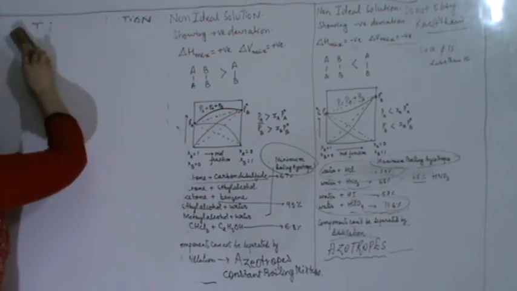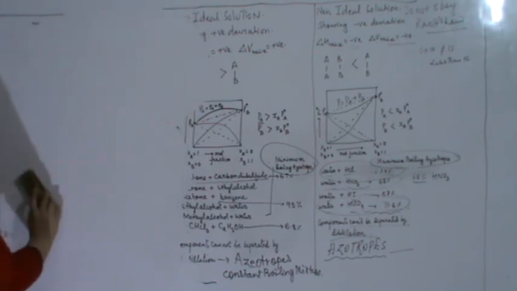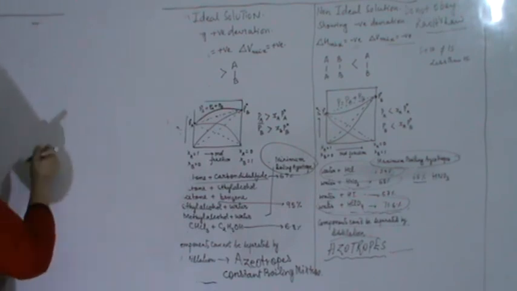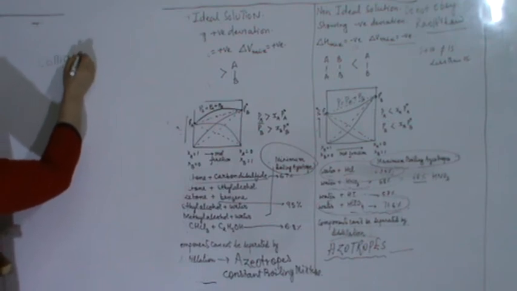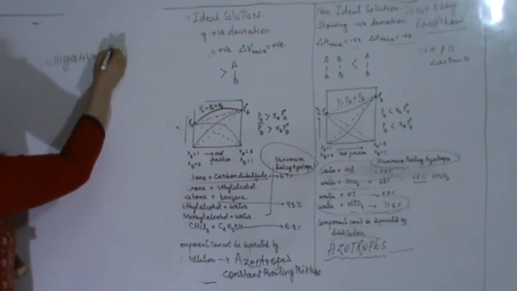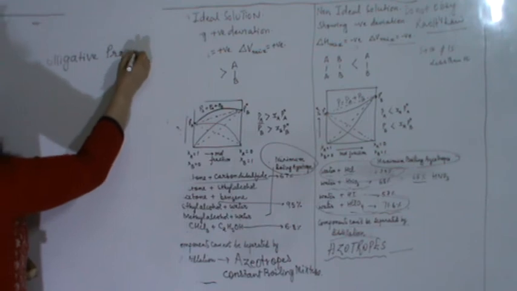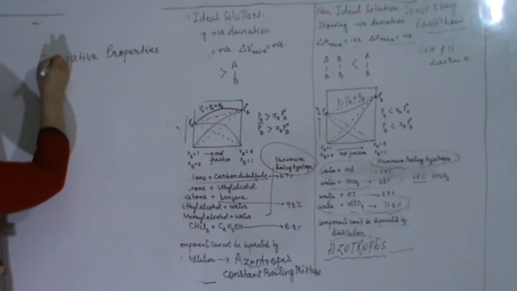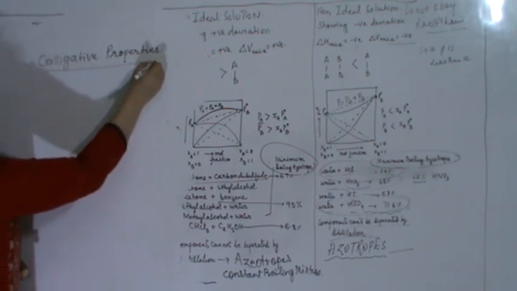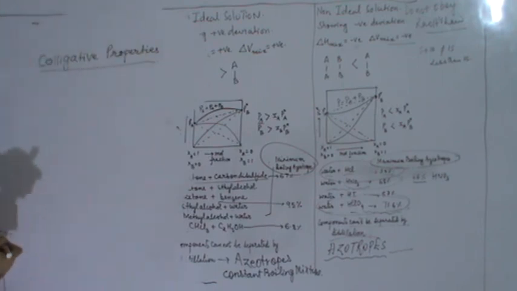The next topic we have is a new topic, colligative properties. This is a new term for you in your 12th standard, colligative properties. What are colligative properties? Now again, going back to, I told you when we were doing relative lowering in vapor pressure that this will come again and again in the chapter.